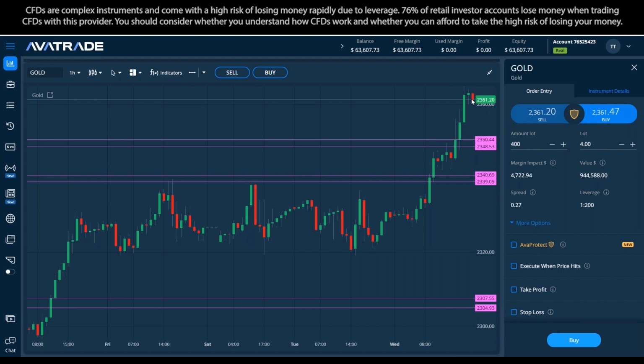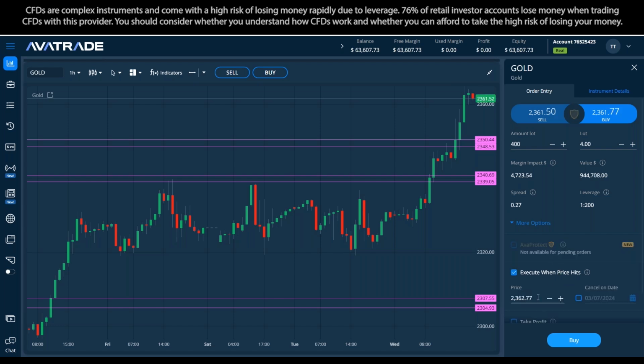And it looks like the momentum is kind of dying off here, and perhaps we'll have a re-strengthening of the USD to give you a better price point if you were looking to buy on gold right now against the US dollar. So let's say that you wanted to do that. It's very easy to risk manage this trade. I can say execute when price hits.